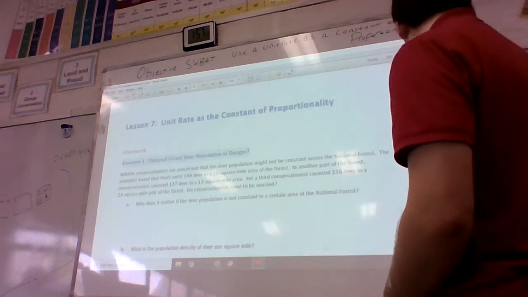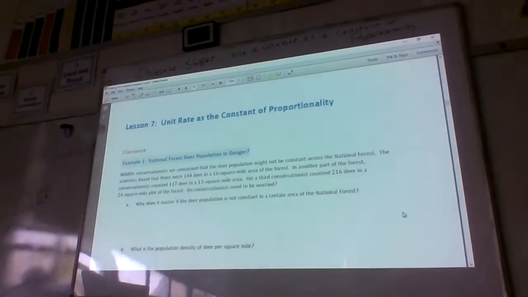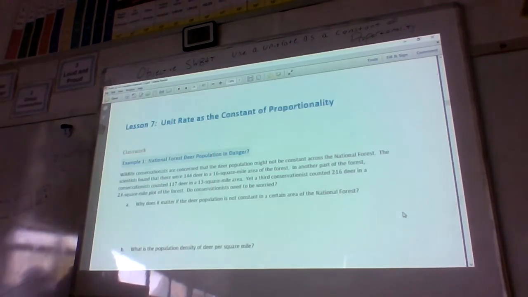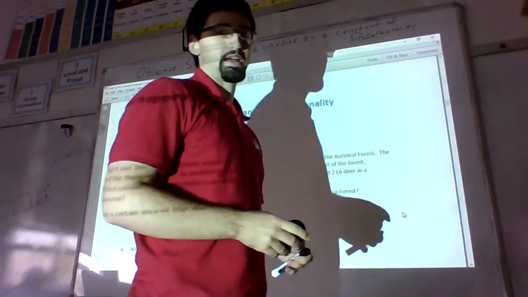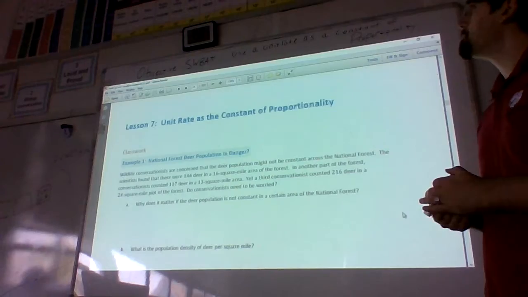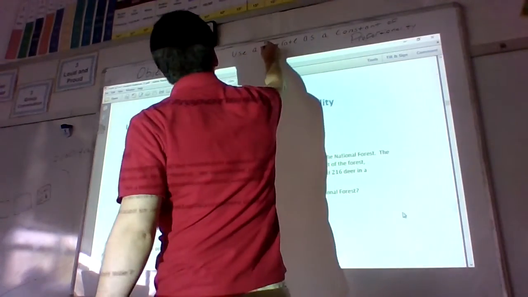Our math lesson for today is going to focus on using a unit rate as the constant of proportionality. You can see up here that is also our objective, for you to be able to use a unit rate as a constant of proportionality. Now, what does that mean? We will get into that today. But let's review very quickly what a unit rate is.